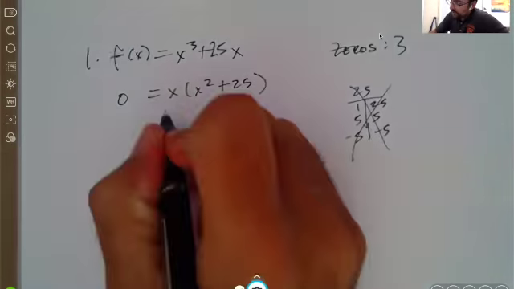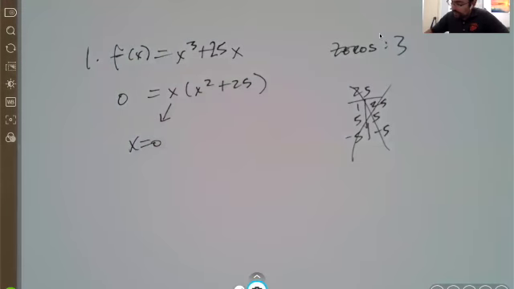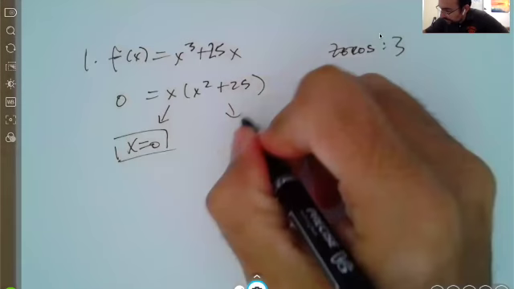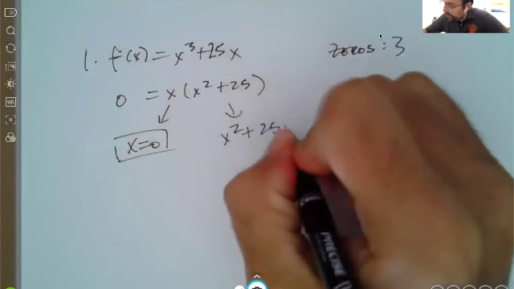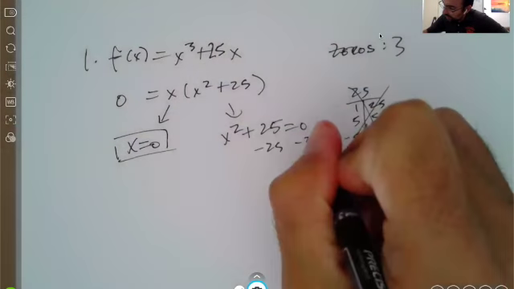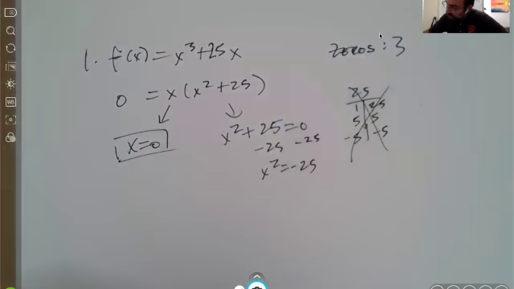So let's set both of these factors equal to 0. If x equals 0, that factor on the outside, I'm done. That is my solution. If I do the same thing with x squared plus 25, I need a couple more steps. Just like we saw in the previous example in class today, I would subtract 25 from both sides, and I'd say x squared equals negative 25. And then I would square root both sides.